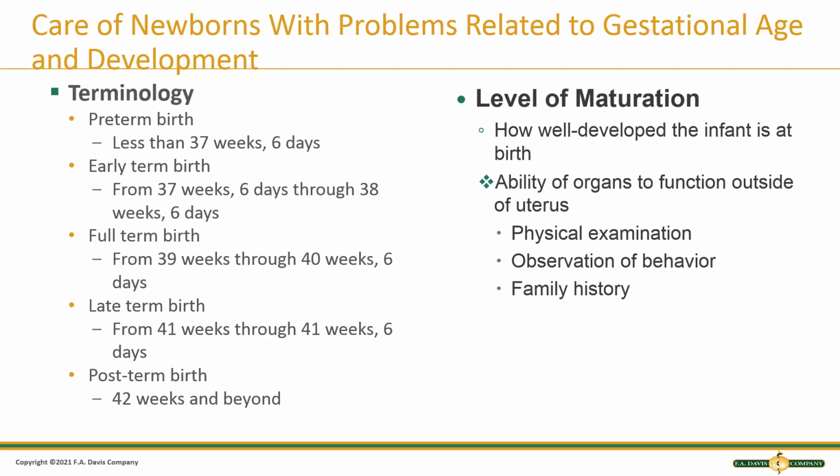Here's some of your terminology with your newborns: what defines preterm, early term, full term, late term, post-term. Gestational age is always determined on a baby. There's a Ballard score, and we've talked about that. That's standardized. Every baby should get a Ballard score to determine a level of maturation, how well the baby is developed at birth. And also it gives us a clue of how the organs are going to function outside of the uterus by physical exam, observation of behavior, and then family history.